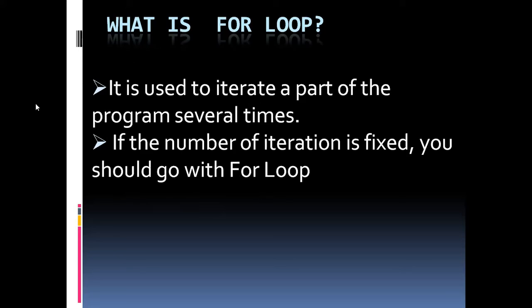First of all, what is for loop? It is used to iterate a part of the program several times. That is the purpose of for loop. If the number of iterations is fixed, you should go with for loop. Otherwise, you should go with while or do while loop, which we will discuss in the upcoming videos.